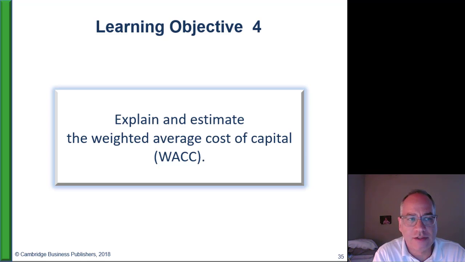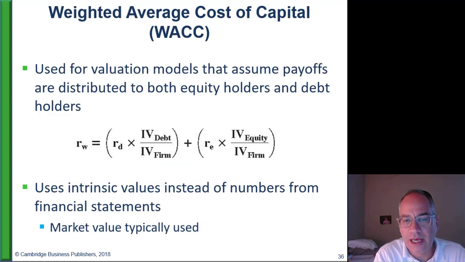Computing the weighted average cost of capital means creating a weighted average between the cost of debt capital and the cost of equity capital. And you're going to need this because this is going to be the rate that you're going to use to determine the present value of the future cash flows related to the stock.